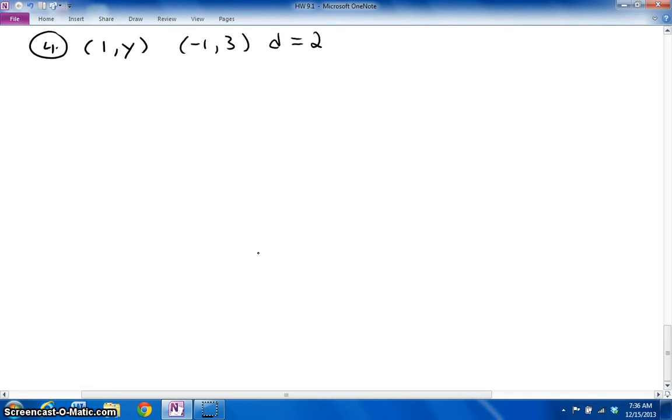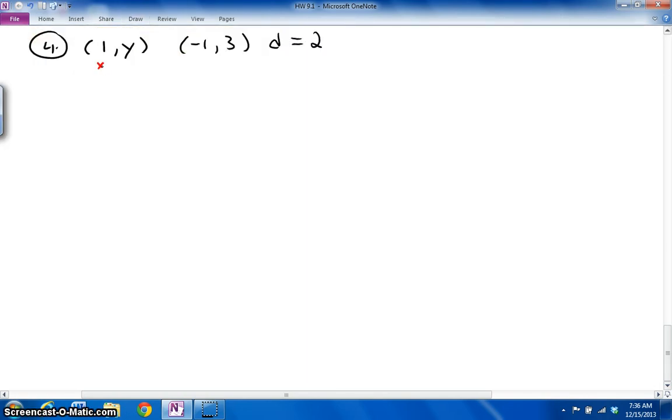Okay, this is homework problem number 4. Using our distance formula, we're going to solve for this missing y variable. Okay, so what's key in this is to label our coordinates so we can substitute into our formula correctly. So let's go ahead and do that.